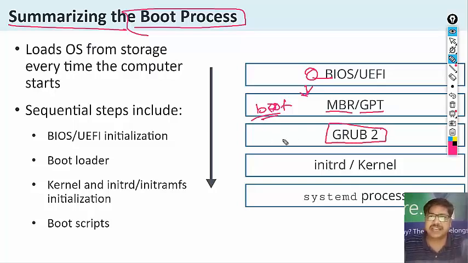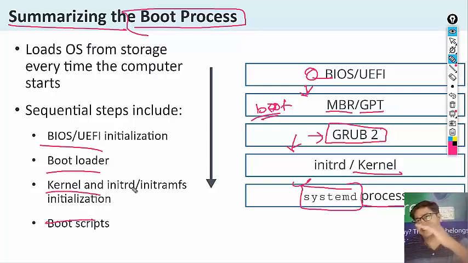In the case of Linux, there is the GRUB bootloader, and when GRUB starts, it will load the initrd and kernel. Later on, all the systemd processes and other processes will be started. Systemd is the parent process and the other processes are child processes of systemd. So this is the sequence: BIOS, bootloader, kernel and boot scripts. These are the ways the boot process is executed.